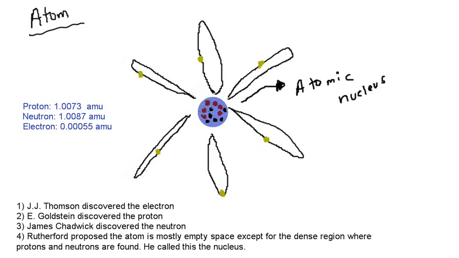In here, you have two kinds of subatomic particles. You have a subatomic particle called a proton, and you have a subatomic particle called a neutron. These two subatomic particles are inside the atomic nucleus. Now, outside of the atomic nucleus are these yellow subatomic particles, and those are called the electrons.